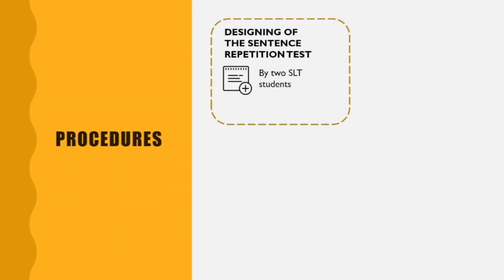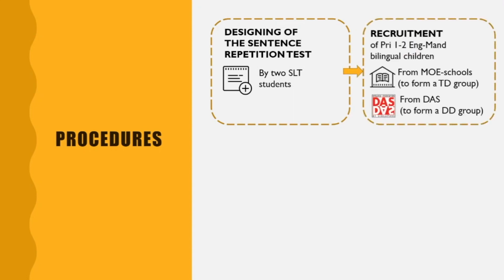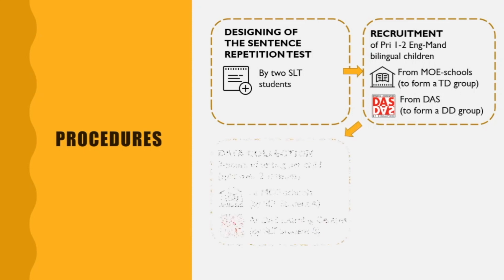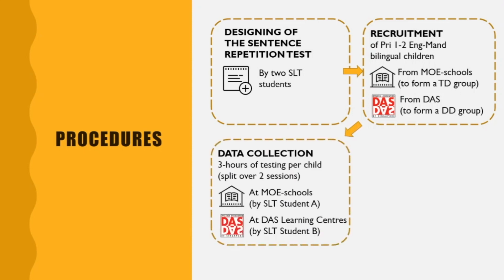Okay, so these are the procedures. Simon and I first designed the SRep test. And then we recruited the students, primary 1 to 2 English-Mandarin bilingual kids. She recruited from MOE schools, I recruited from DAS. And then we collected our data. So each child, I tested each child for about 3 hours, split over 2 sessions at the DAS learning centers. And finally, I analyzed the data.